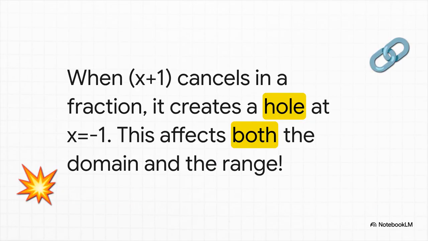So what does this actually mean? Well, when a term like x plus 1 just cancels out from the top and bottom, it's leaving behind a clue. It's telling you there's a hole in your graph right where x would equal -1. And this is the critical part. That x value is now excluded from the domain, and its matching y value is excluded from the range. The hole messes with both.